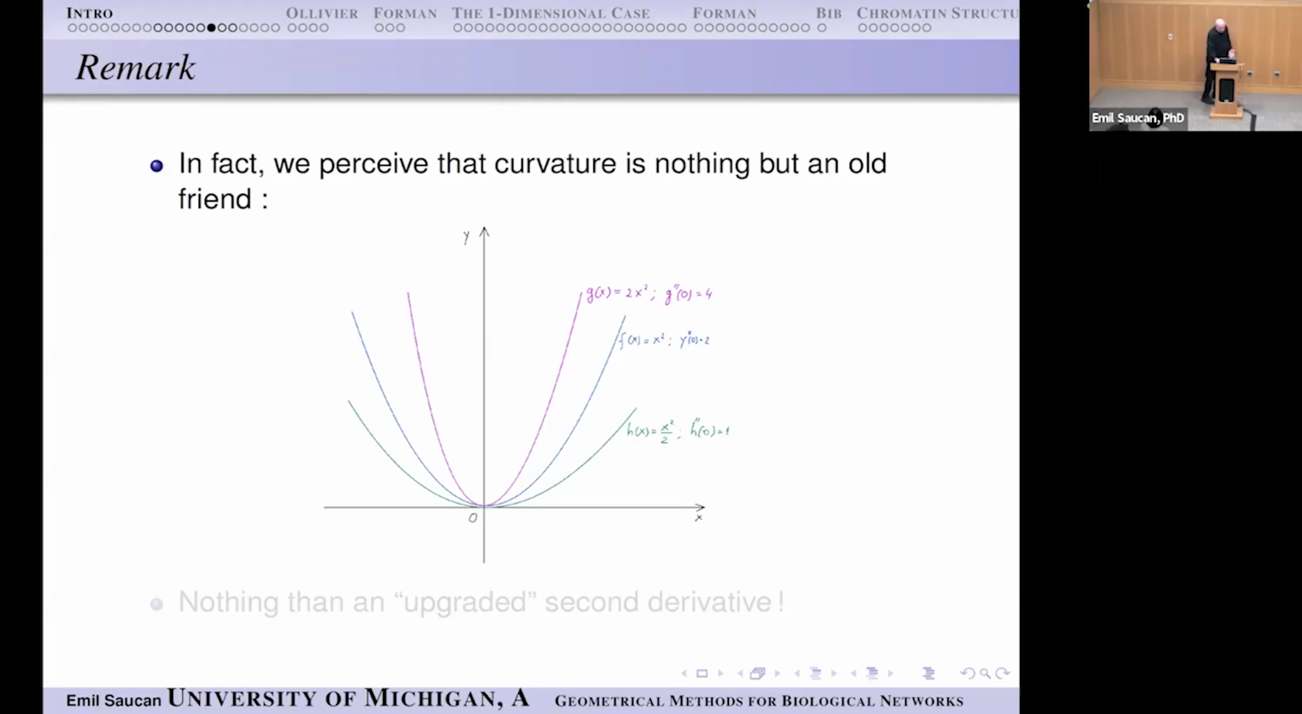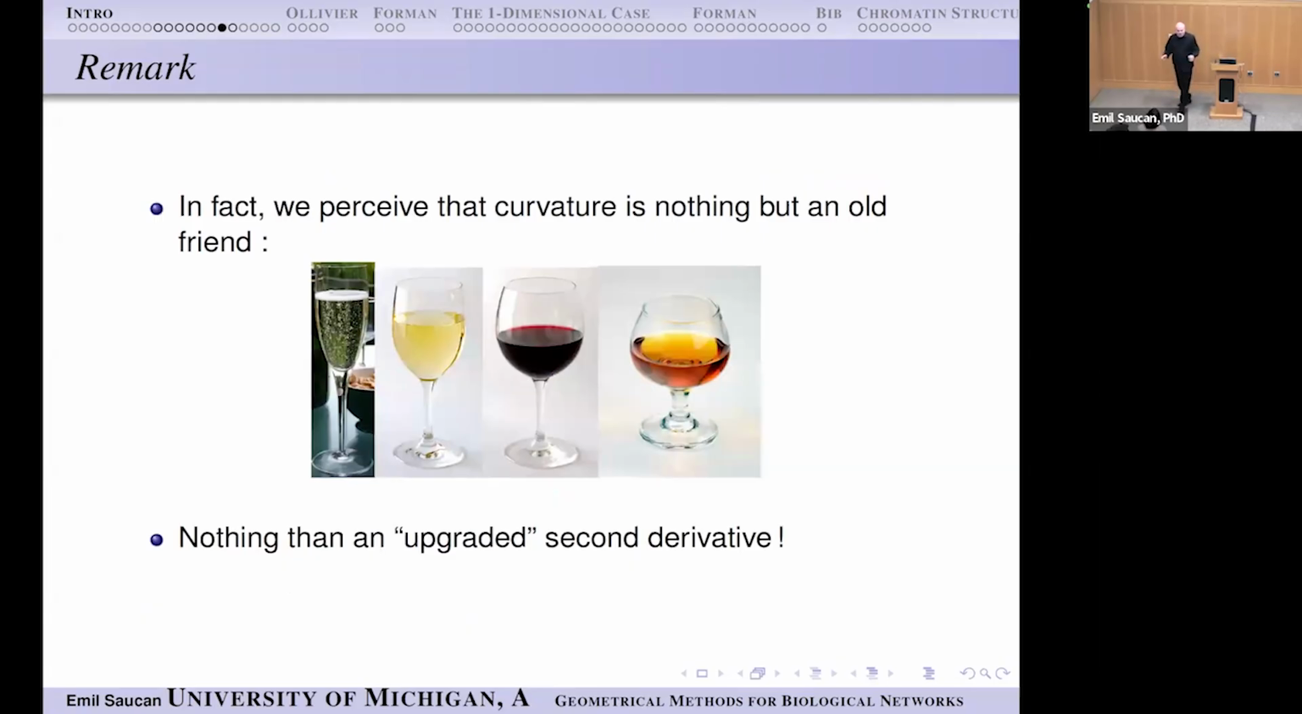And so it's, in fact, my mathematician friends would probably kill me, but you can think of curvature as just an upgraded posh version of the second derivative for more complicated objects. And yes, we have the intuition. Never mind the 8th grade. You see, we use this notion of curvature every day. There is a champagne glass, it's more curved, more pointy than the red wine glass or a brandy glass.